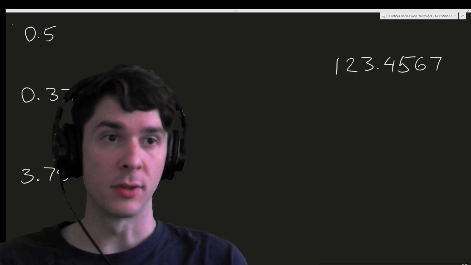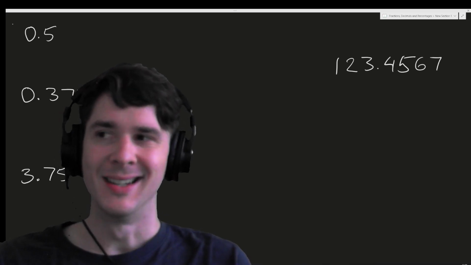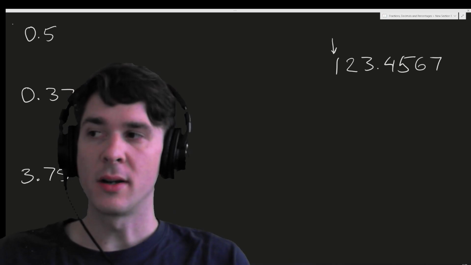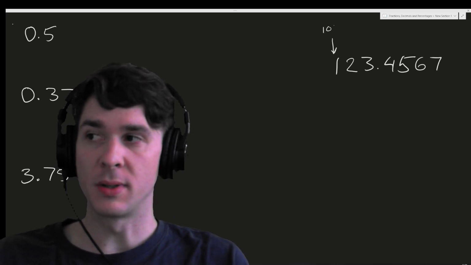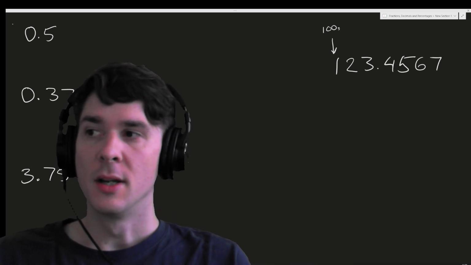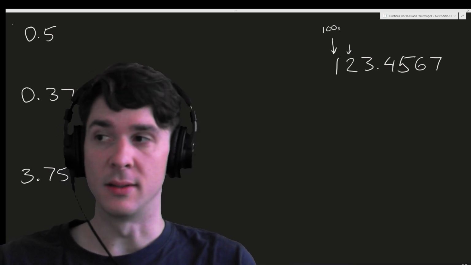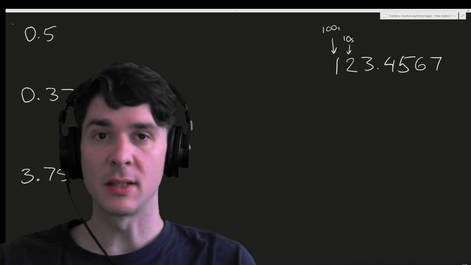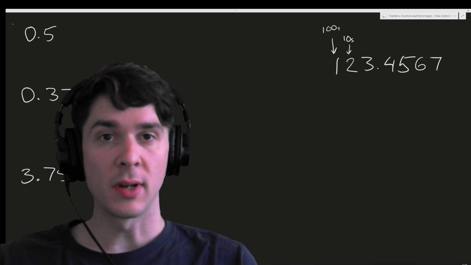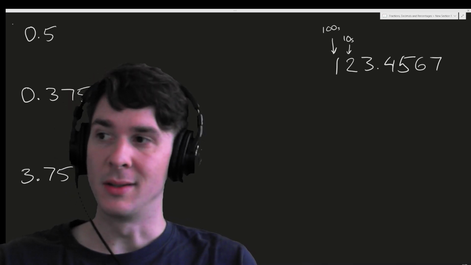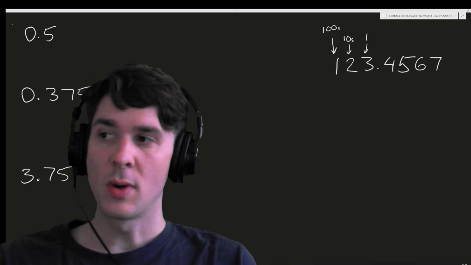So in this number here, 123.4567, the 1 is 100. So this is in the hundreds position. The 2 is 20, or in other words, 2 tens. So we call this the tens position. The 3 is just 3 ones, and so we call this the ones position.